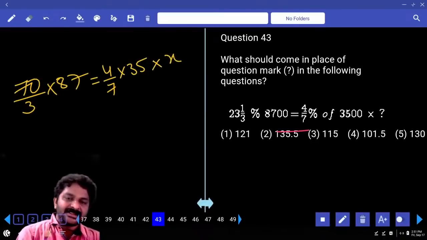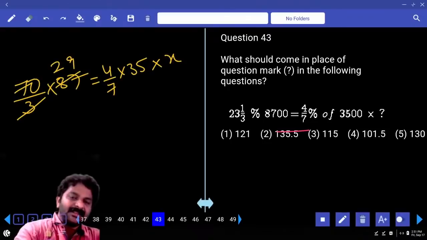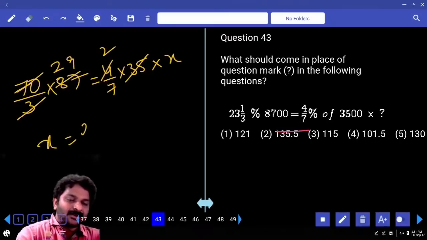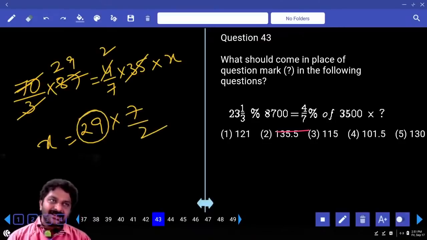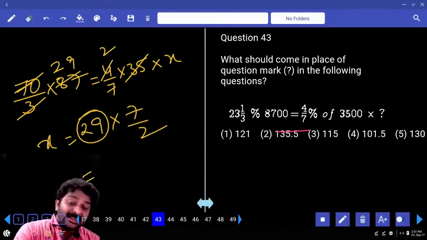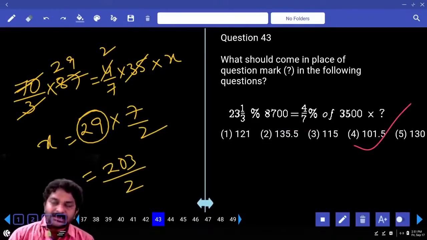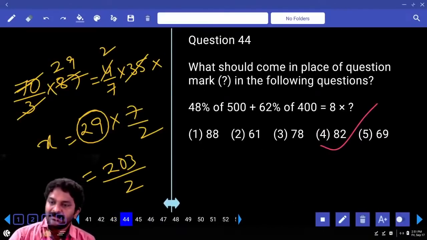So now cancellation. 329 times. 35, I'll take 2 from here. I'll have 2 more. 2 into 35, 70 gets cancelled. Then x is equal to 29 into 7 by 2. Take 30 times of 7, we'll subtract 1 time. 30 times is 210. If we subtract 7, that is 203 divided by 2. 101.5, fourth option. Next.